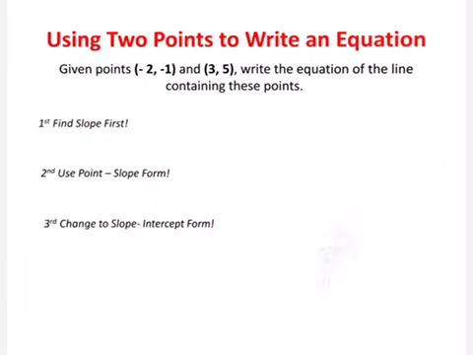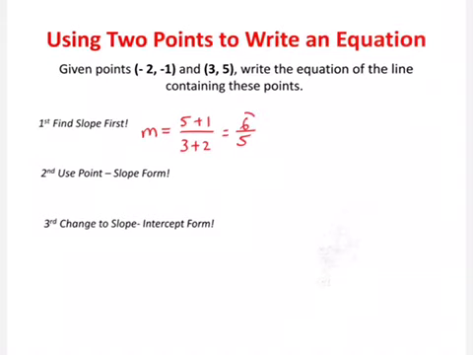This time we're given 2 points and they want us to write the equation of a line containing these points. The first thing we have to do is find the slope between the 2 points. So we use our slope formula. So we've got 5 minus a negative 1, so plus 1, over 3 minus a negative 2, so plus 2. So that gives us a slope of 6/5.